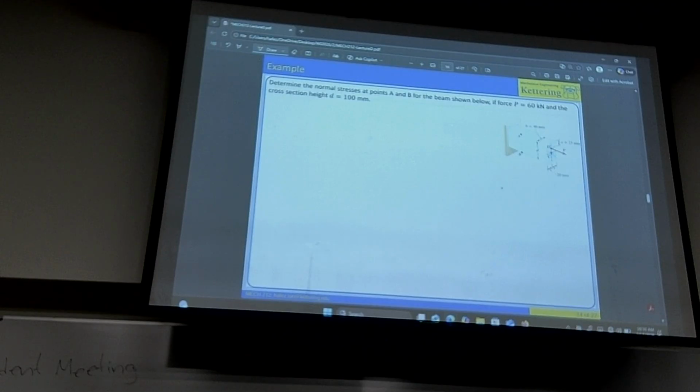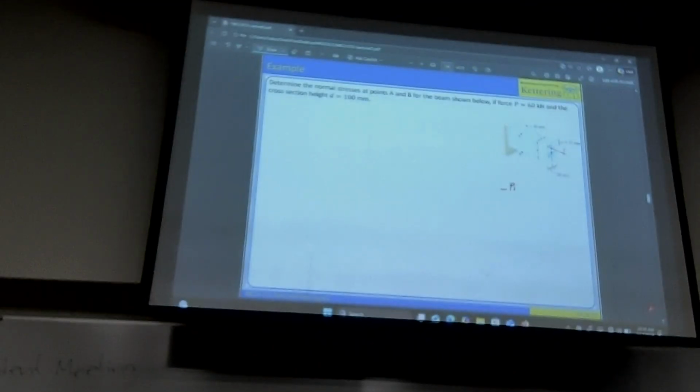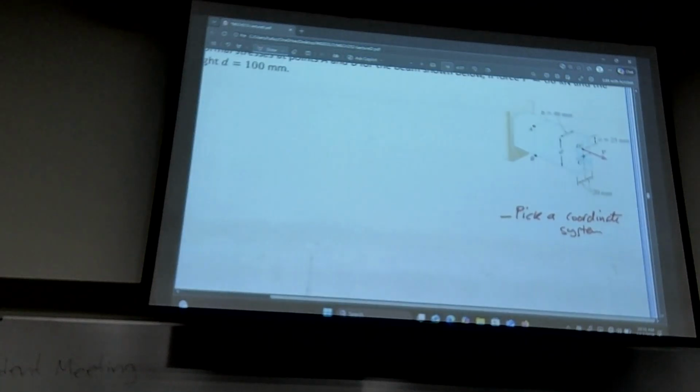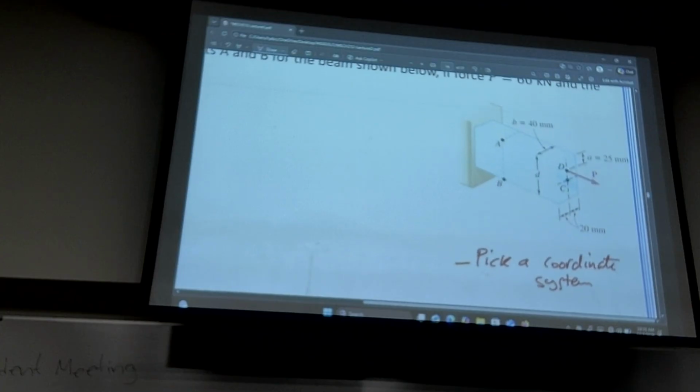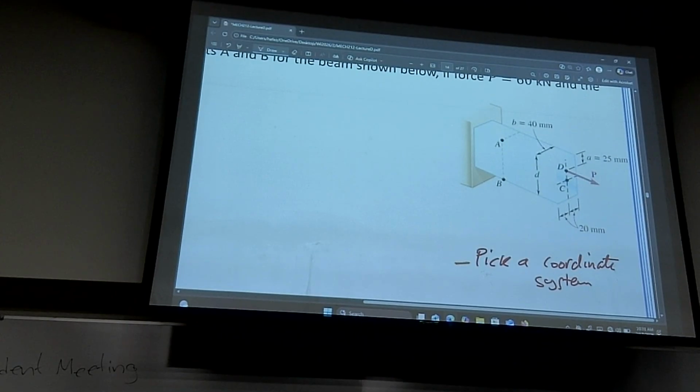So as before, we follow this approach. First, pick a coordinate system. Can you zoom in on the diagram? Nathan, is that you? Yeah. Okay. If you want to take a picture now, please do so that I can zoom back and write on it.